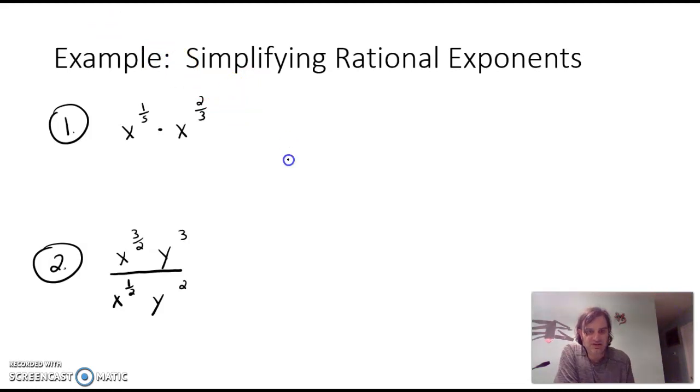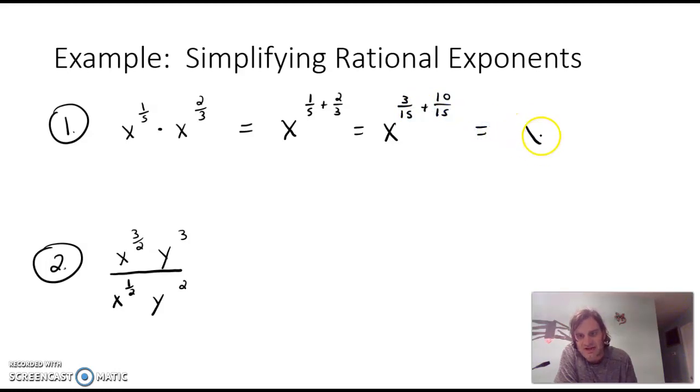We've got x to the 1/5 times x to the 2/3. Now that means the bases are multiplied, so I can add the exponents. So I'll have x to the 1/5 plus 2/3. Unfortunately, those are two fractions and I need a common denominator. The common denominator would be 15. So x to the 3/15 plus 10/15. I multiply the first one by 3 over 3 and the second one by 5 over 5. So I'll have x to the 13/15, and that's going to be an exponent.